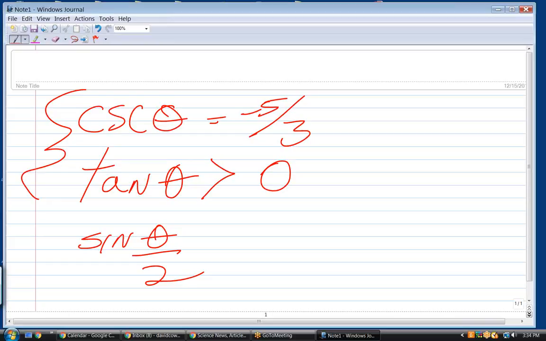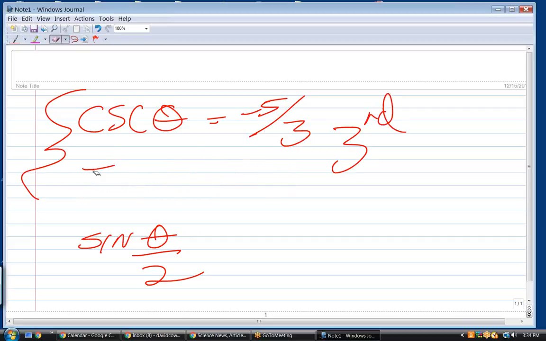You figure out what quadrant it's in first. Cosecant is negative in the third and the fourth, and then tangent is positive in the third. So it's got to be third quadrant, right? That's all this statement means. I don't need this anymore. Third quadrant. Okay.